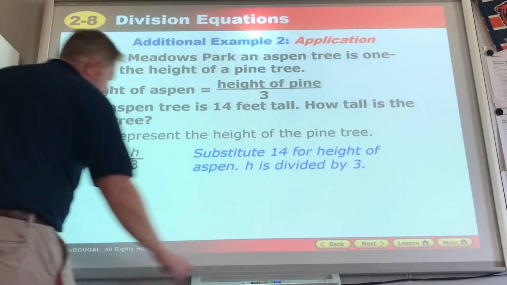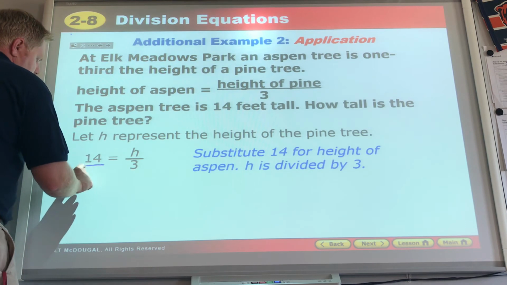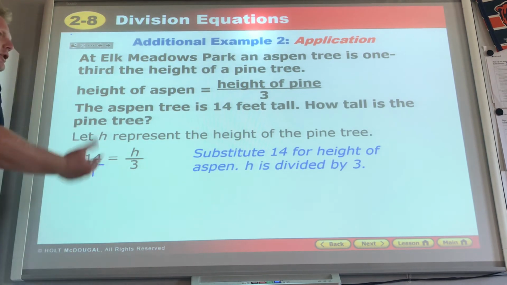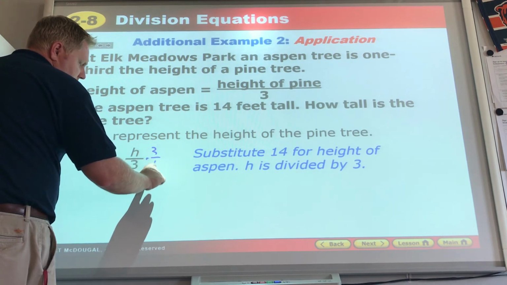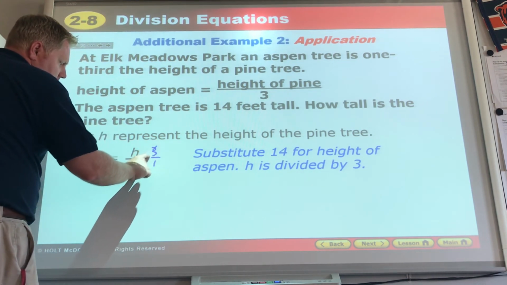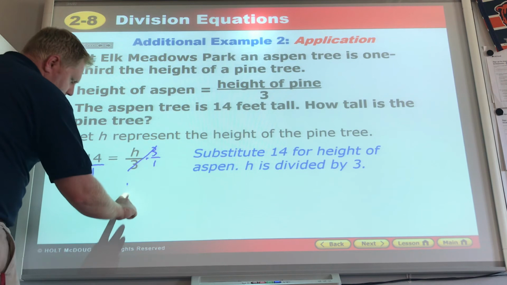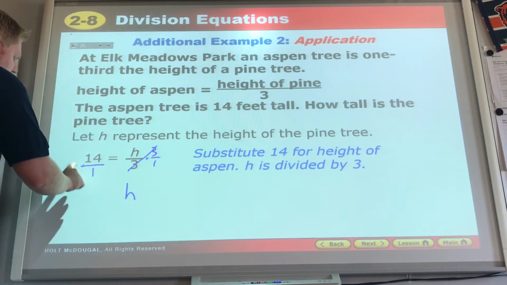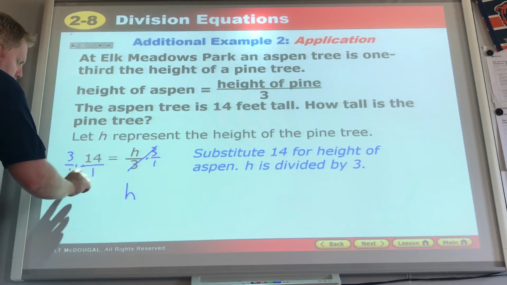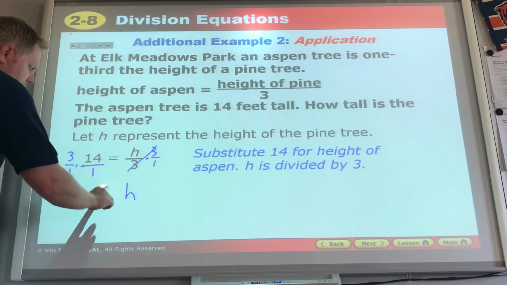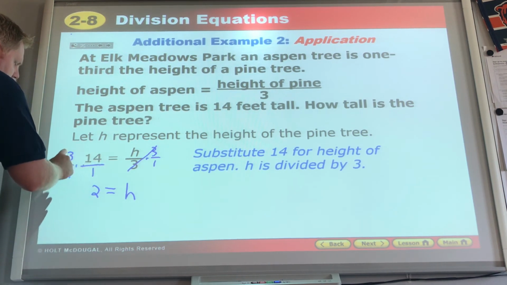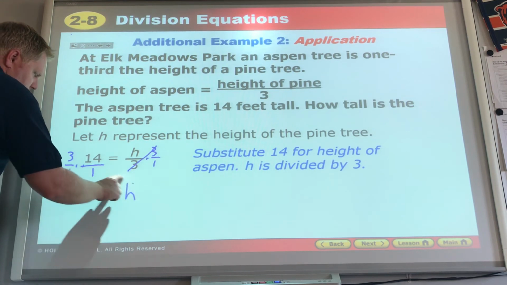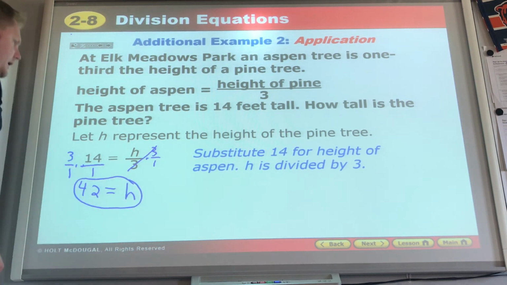I like to put my placeholder. And hopefully if you've been watching, you would be able to know what we do now. 3 over 1, which is really just 3. So those cross out. Times 3 over 1. There's 1s on the bottom of both. So we'll just take 3 times 14, and that's 42 for our answer.